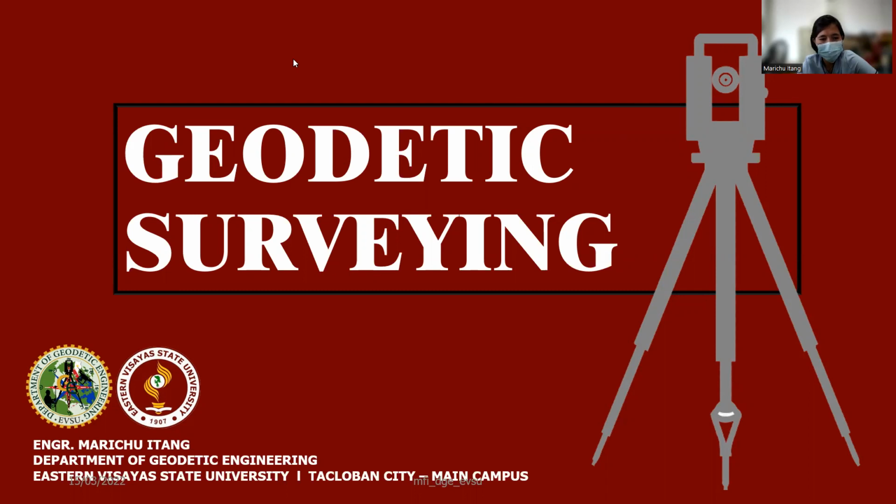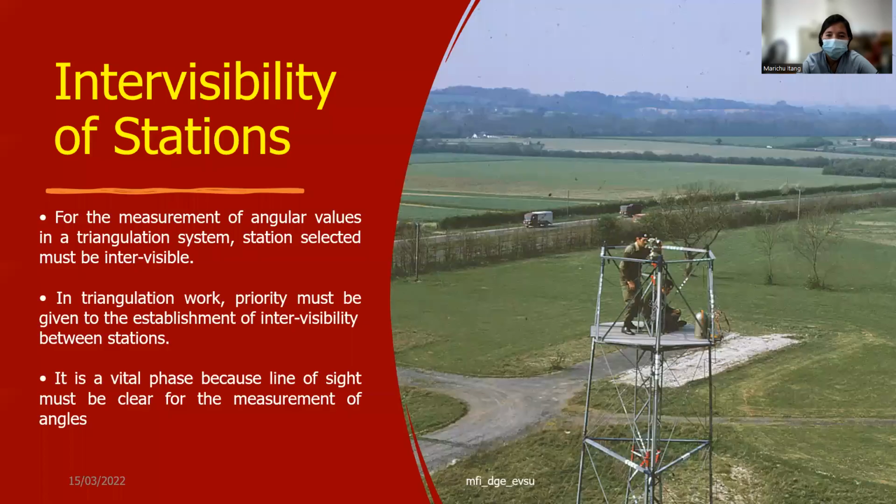This is the continuation of what we have discussed, which is on the definition of terms and some of the introduction of the triangulation. This time, I'm going to show you some sample problems on the computation on the intervisibility of stations. So let's have here some of the things that we need to consider and why we need to have the computation on the intervisibility of stations.